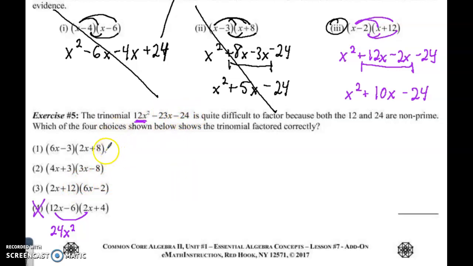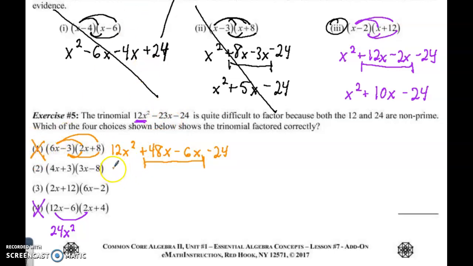So really what these three options that we have left, in Algebra 1, you would have been asked to FOIL that out. So distributing, you would have 48x, and then the inside would be minus 6x minus 24. When you combine like terms, we're supposed to get negative 23x. Did that work? No. So 1 is not going to work.